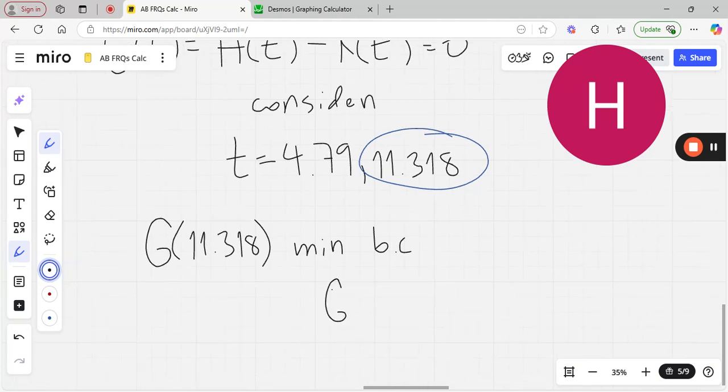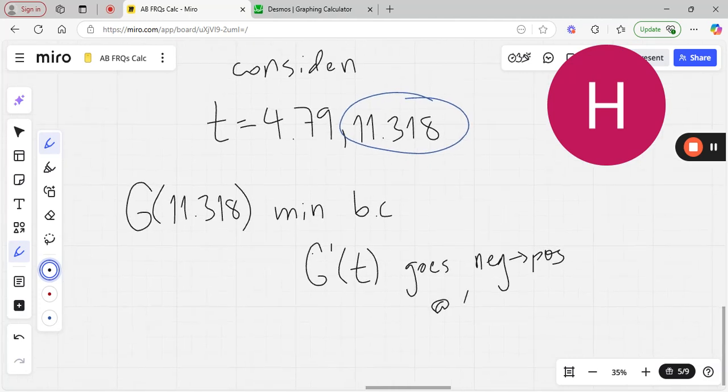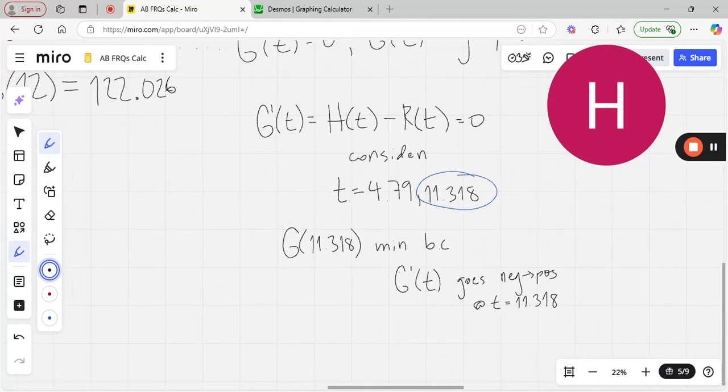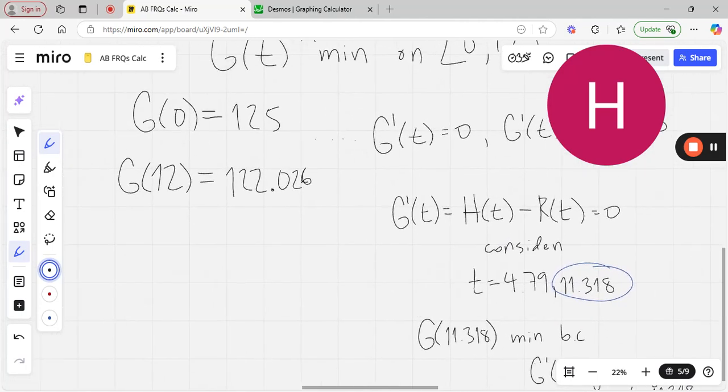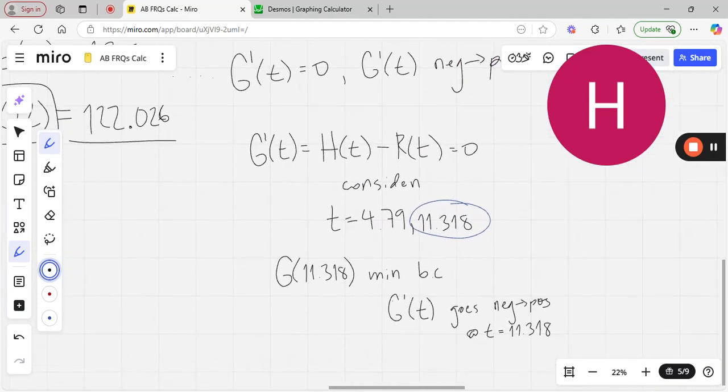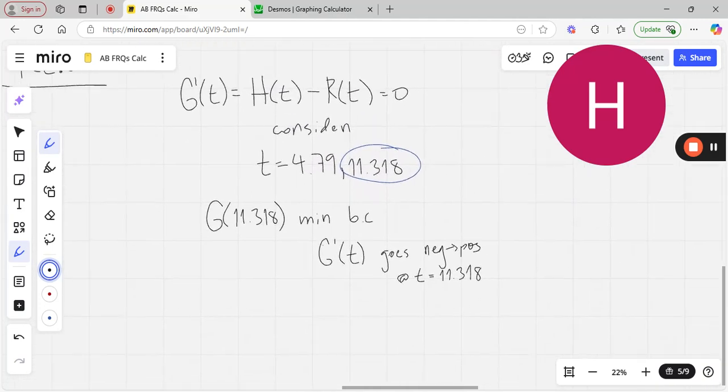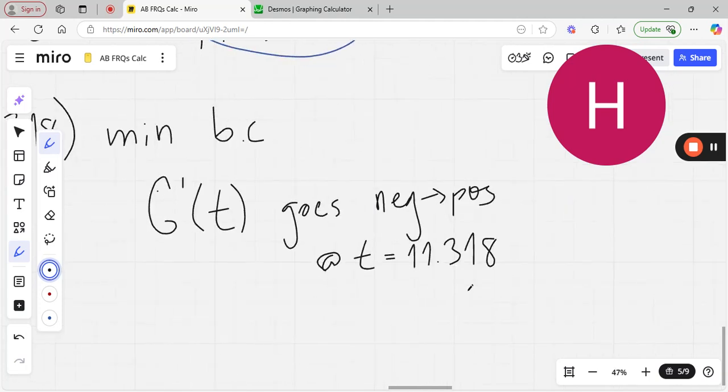because G prime of T goes negative to positive at T equals 11.318. And we know that it's only going to get larger from there, which means that by the time we get to T equals 12, we're at a higher value than it was when T equals 11.318.